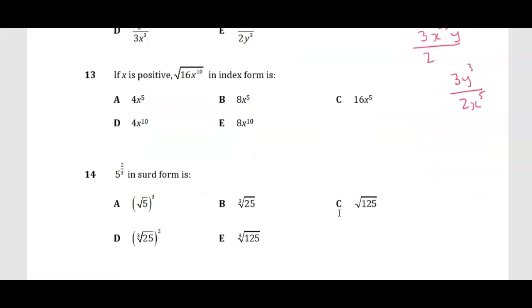Okay, let's scroll down. If x is positive 16, the square root of 16, x to the power of 10. So let's just take the square root of 16 and then the square root of x to the power of 10. So the square root of 16 is 4. You can rewrite the square root of x to the power of 10 as x to the power of 10 to the half. So then we've got 4x to the power of 5.